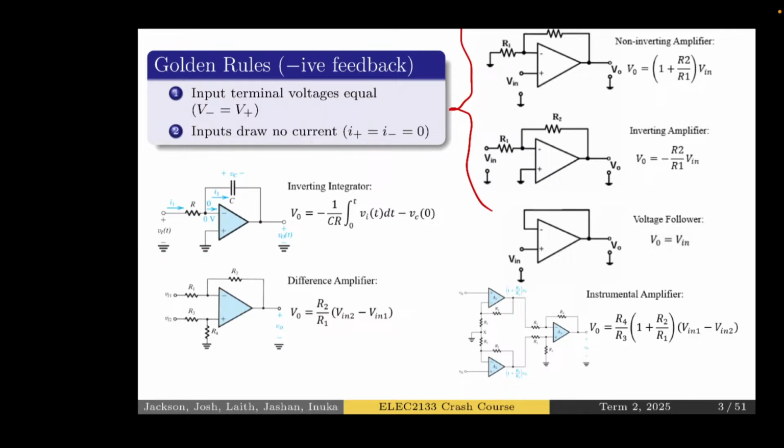Another key one is the inverting integrator, which we've seen in lab 3 to create the triangular wave from your Schmitt trigger. And your difference amplifier is also featured in lab 2. So these are all key configurations to keep in mind, and these formulas can help you save some time in the finals.